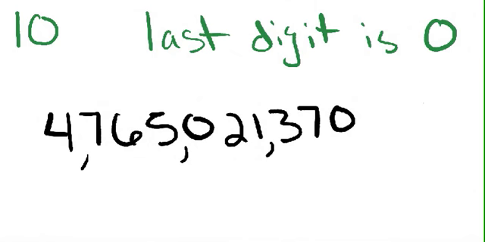And we get to finish with one last easy rule, the rule for 10. All we're going to do is look at the very last digit in a number. We can ignore all the rest of the numbers in the whole thing. Just look at that last one. If it ends in a 0, then it's divisible by 10. So let's see what we have here. 100,000, million, billion. 4,765,000,000. 21,370 ends with a 0, so it is divisible by 10.